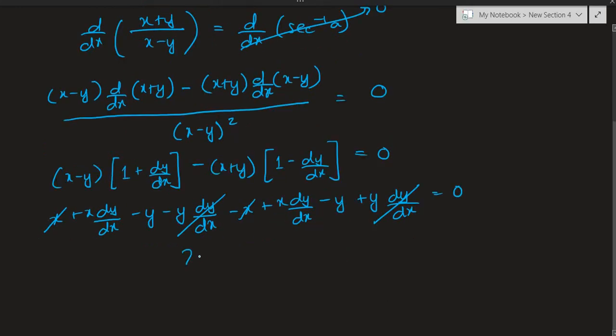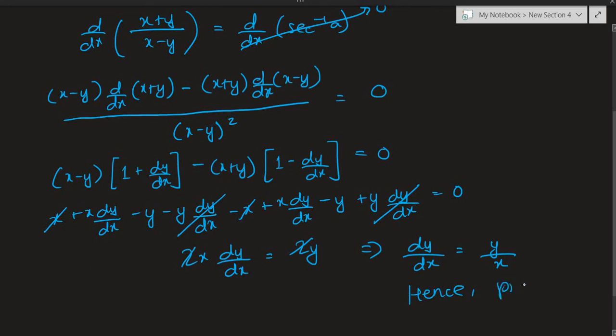So we are left with 2x times dy over dx. We can take the y terms on the other side, the negative will turn to positive, so 2y, cancel out the 2's. This implies that dy over dx is nothing but y over x. We just divide everything by x. So hence proved. This was a really nice one, you have to admit it.